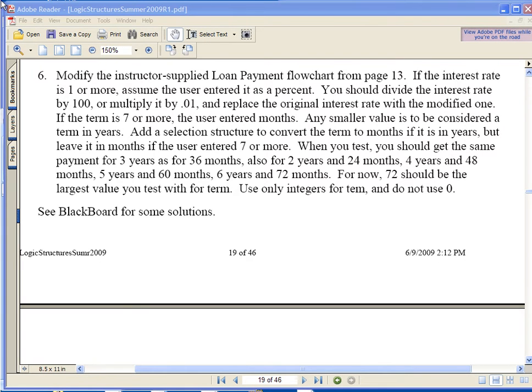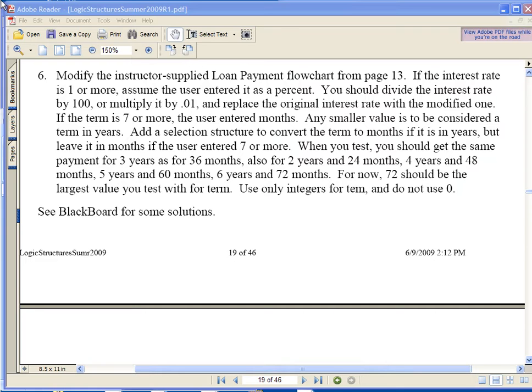And now for problem 6 on page 19. Modify the loan payment flowchart from page 13. If the interest rate is 1 or more, assume the user entered it as a percent. They really meant 1.01 instead of 100%. They meant 0.07 instead of 700%. So either divide it by 100 or multiply it by 0.01.